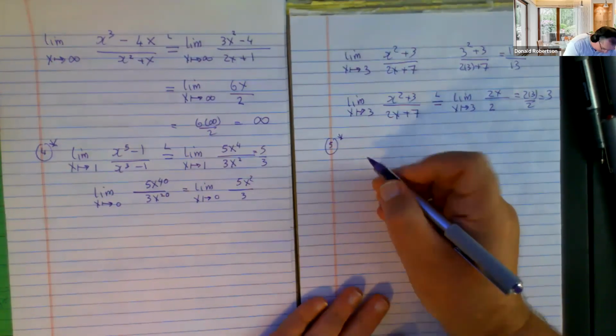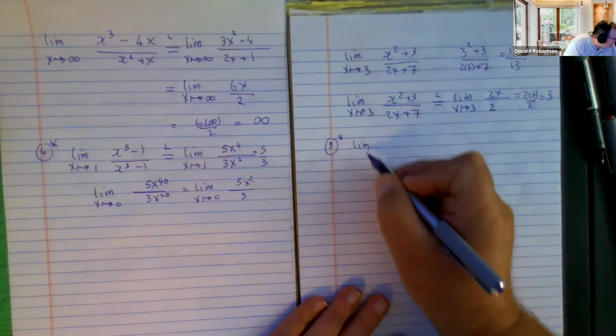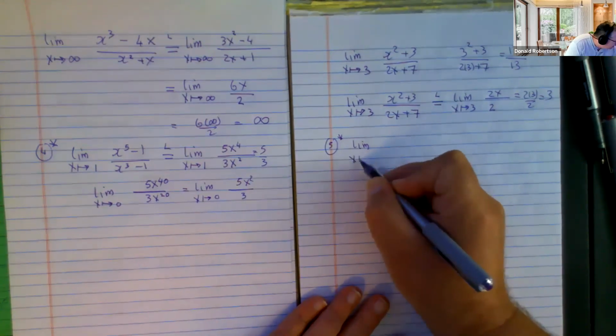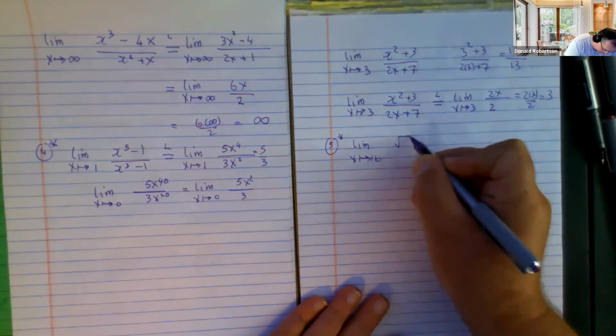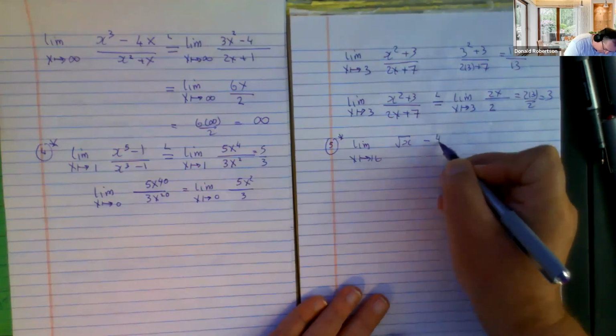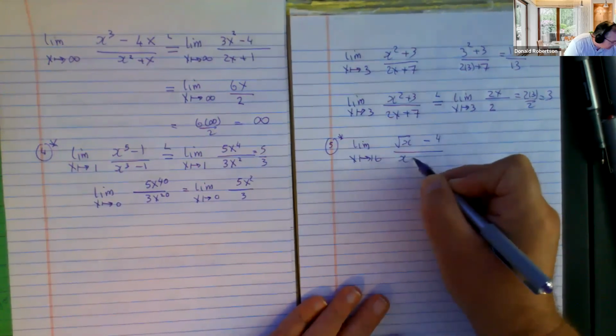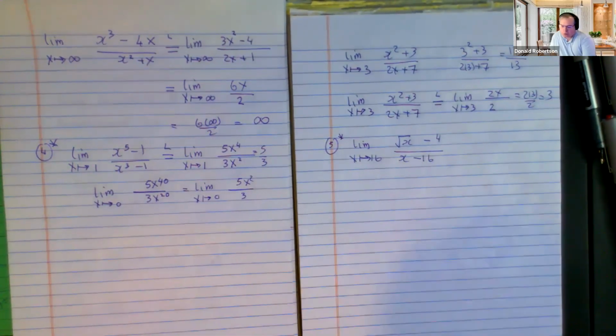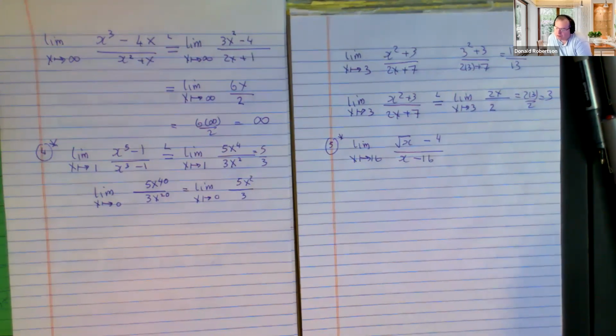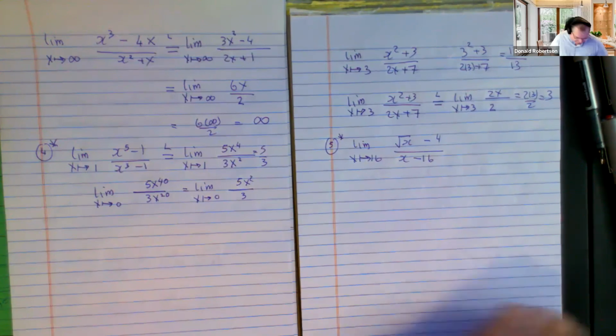Let's try this fella. The limit as x tends to 16 of the square root of x take away 4 over x take away 16. Would you recognize that as a conjugate method from week 1? Nothing wrong with conjugate, it works fine. It was a good method when we needed it, right? But let's see what L'Hospital does with it.